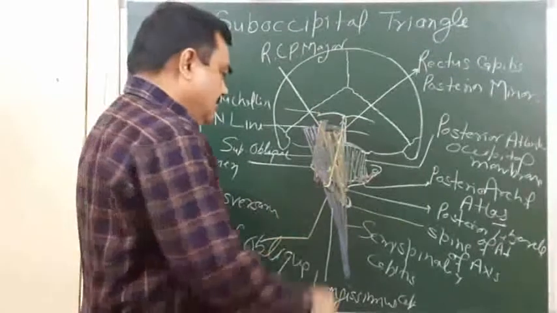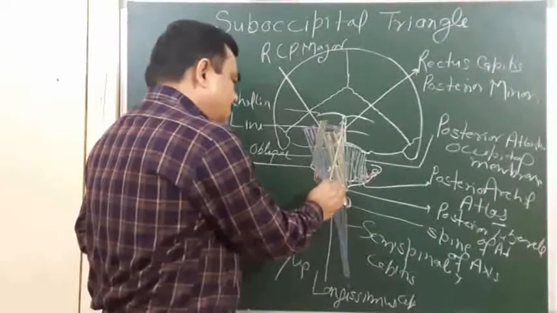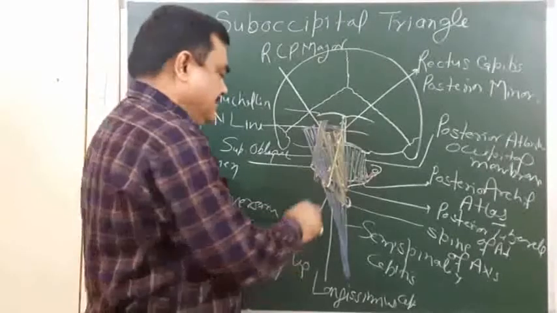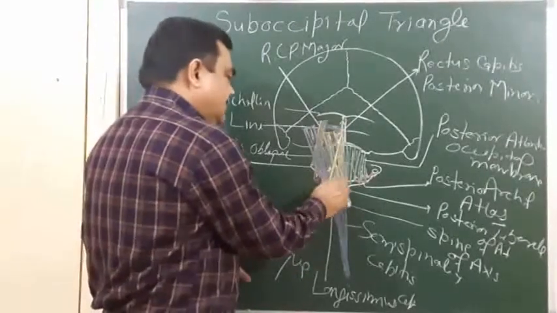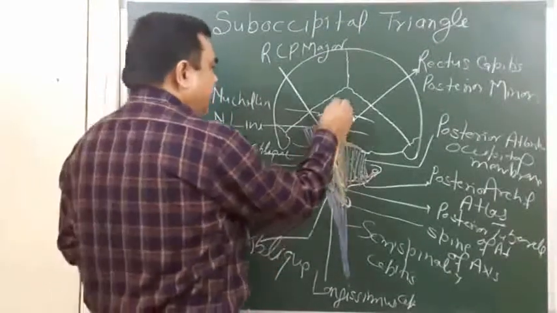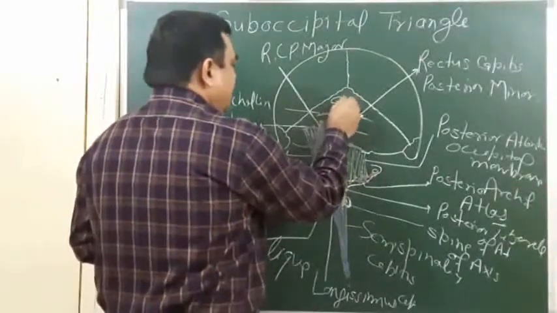This is the dorsal ramus. This is the thickest cutaneous branch present in the body. This is the greater occipital nerve.